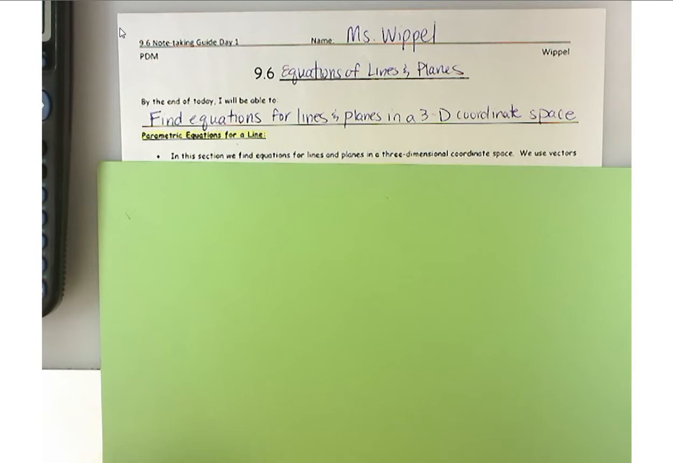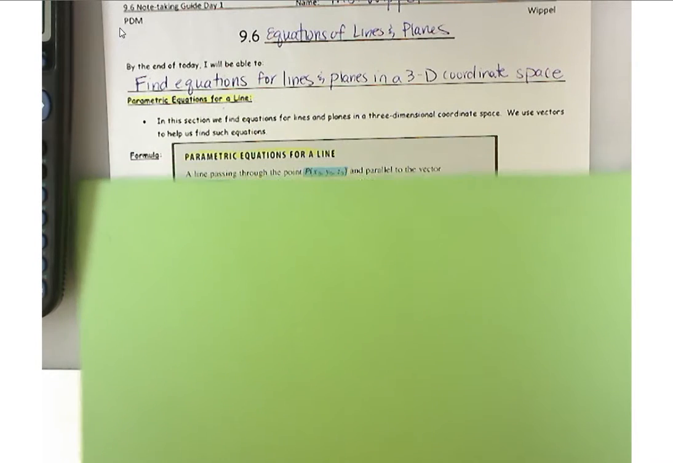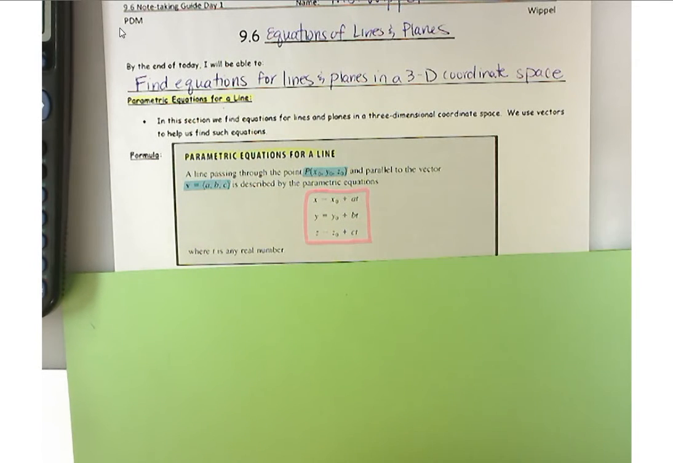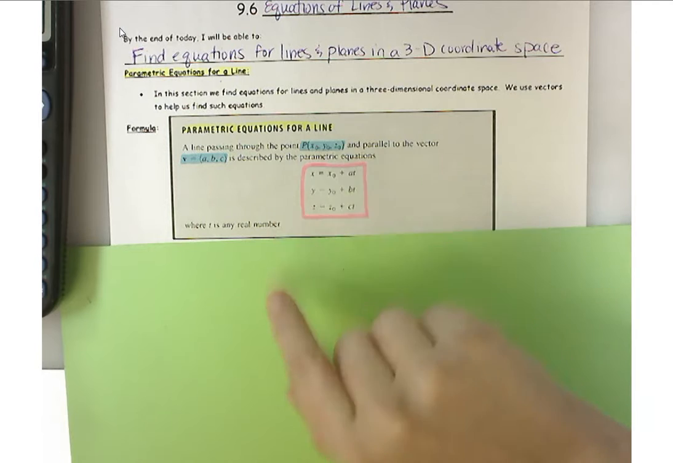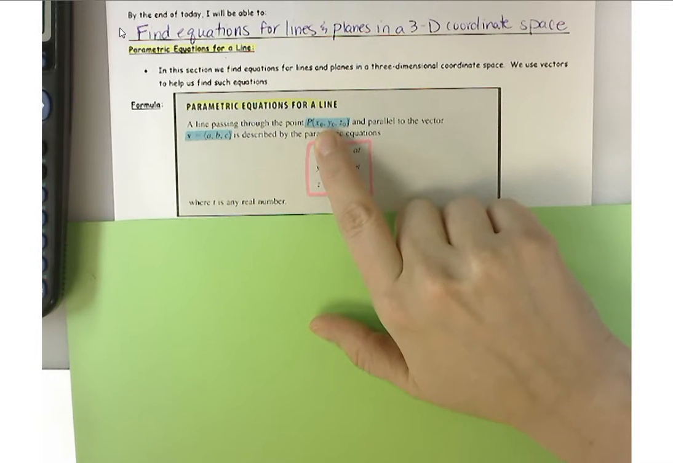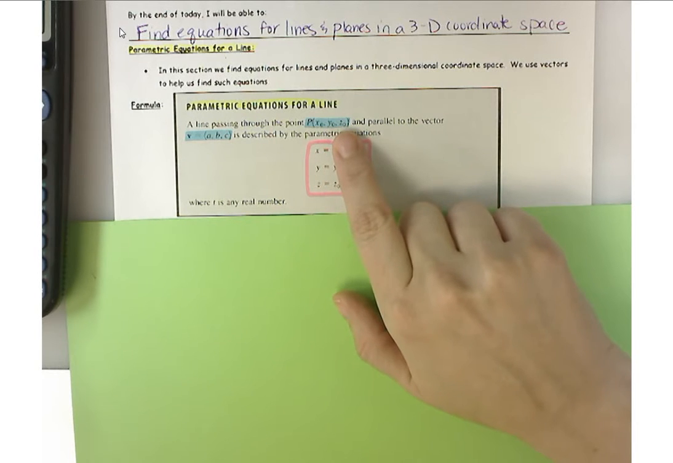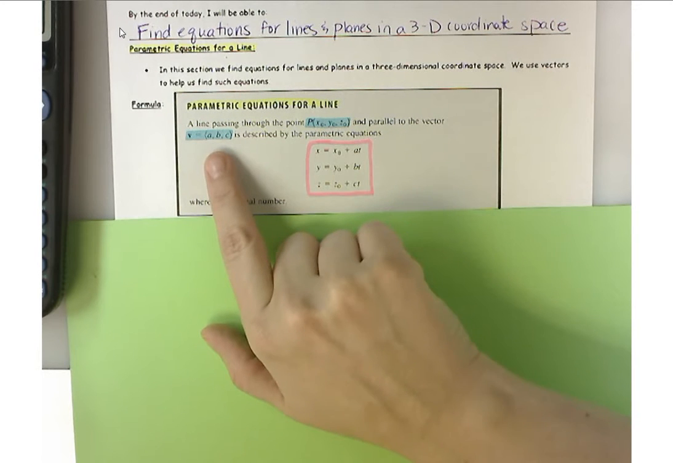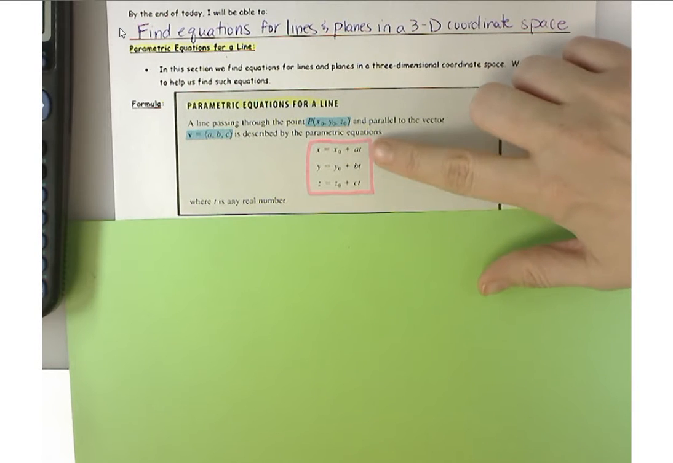Okay, so you're going to notice now, instead of having two equations, x and y, we have x, y, and z. So your parametric equations are going to be created by going through the point P, which is going to be your x sub 0, your y sub 0, your z sub 0, and it's also going to be parallel to a given vector v.